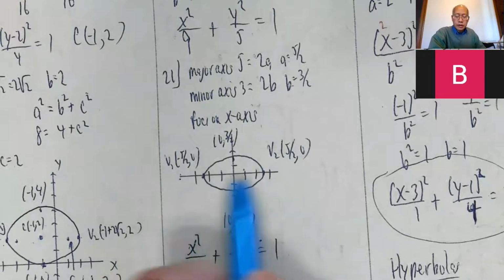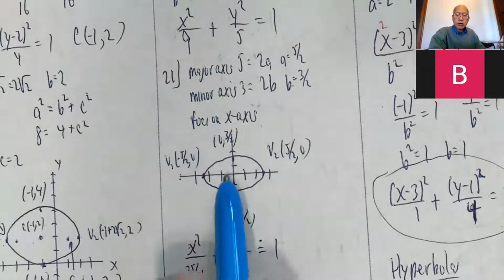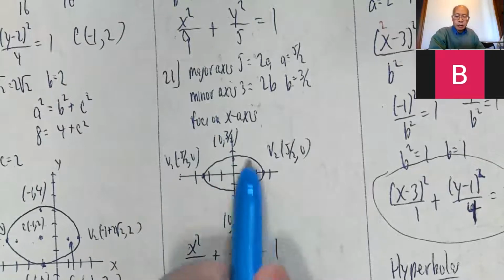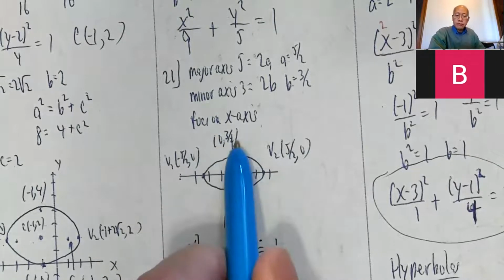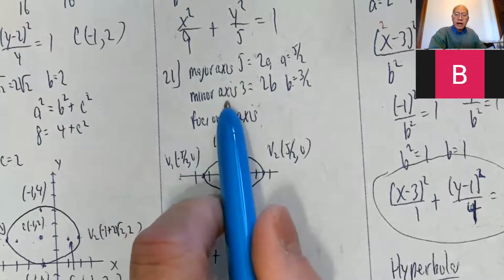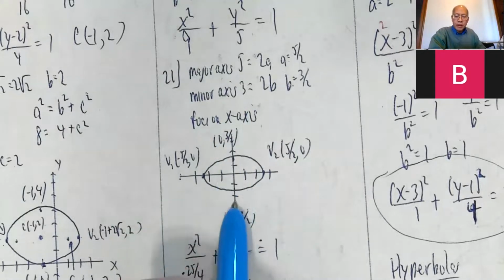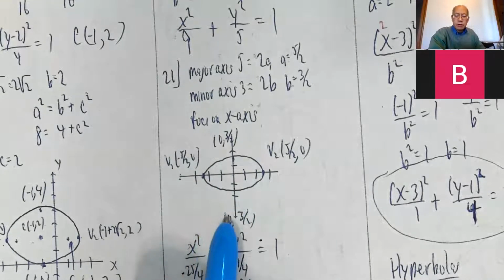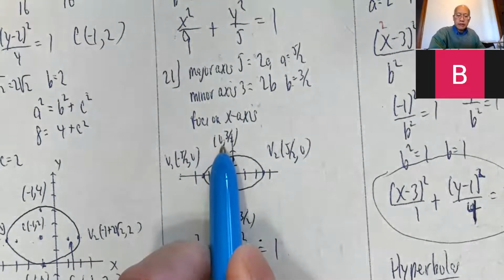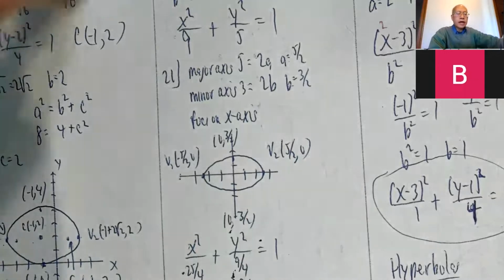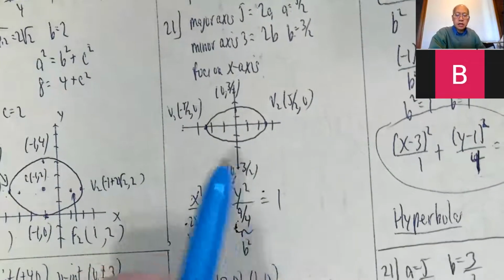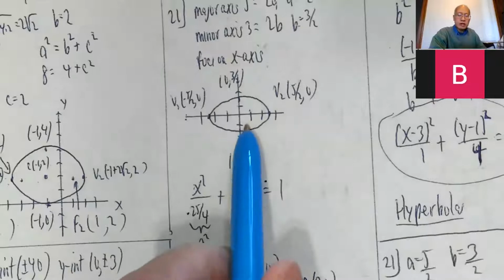Okay, so how do I know it's going this way? Because it says the foci are on the x-axis. That's the way that it's bulging. So it's not bulging vertically, but horizontally. Minor axis is 3. That's 2B. So B is 3 halves. So I go 1.5 up, 1.5 down: 0, comma, negative 3 halves, 0, comma, 3 halves. Okay, and all they ask for is the equation. So if all they ask for is the equation, I don't need to find the C.